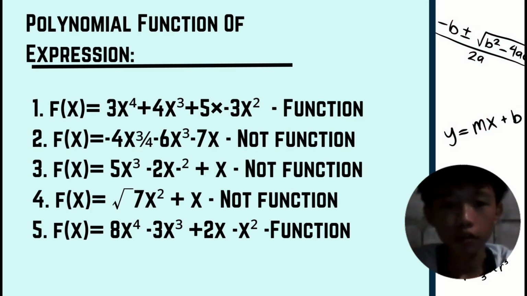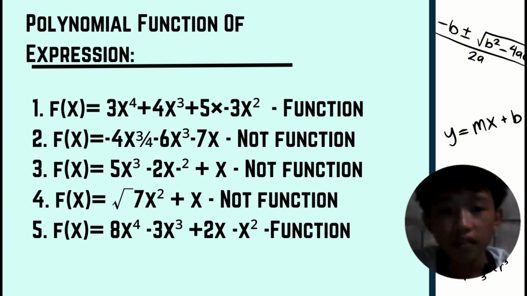Polynomial function expressions. Now, let's analyze each expression and determine if they are polynomial or not. Number 1. f(x) is equal to 3x raised to the 4th power plus 4x raised to the 3rd power plus 5x minus 3x raised to the 2nd power. This expression is a polynomial function because it follows the rules of a polynomial function.